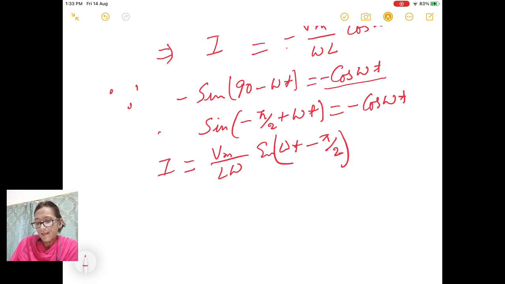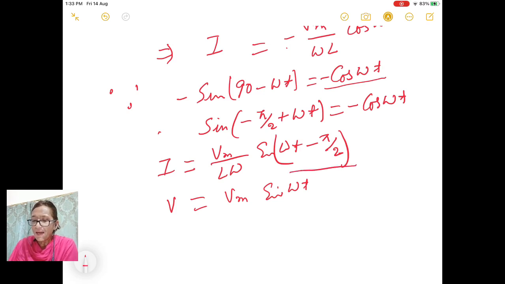So you can see that we had taken voltage as voltage amplitude sine omega t, and here I has phase angle omega t minus pi by 2. So phase angle differs in the two cases. In the case of voltage, it is a phase 90 degree ahead of the phase of current in an inductor.